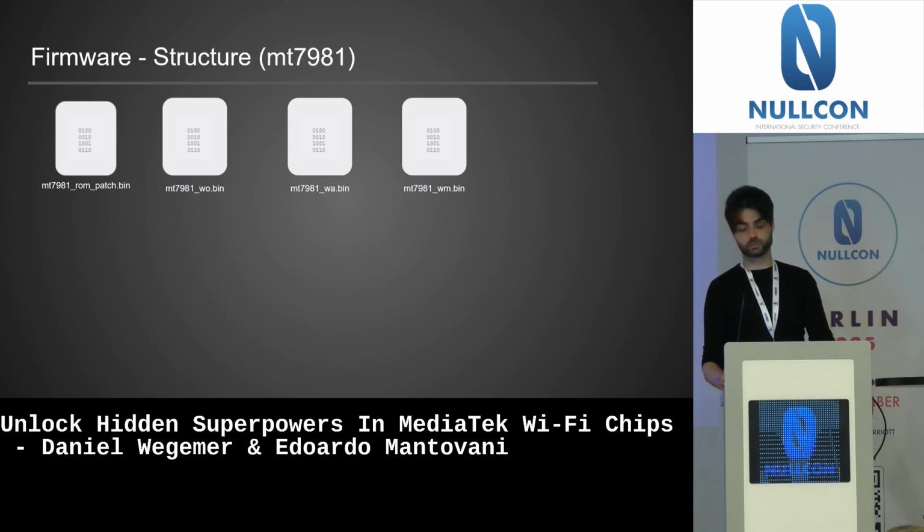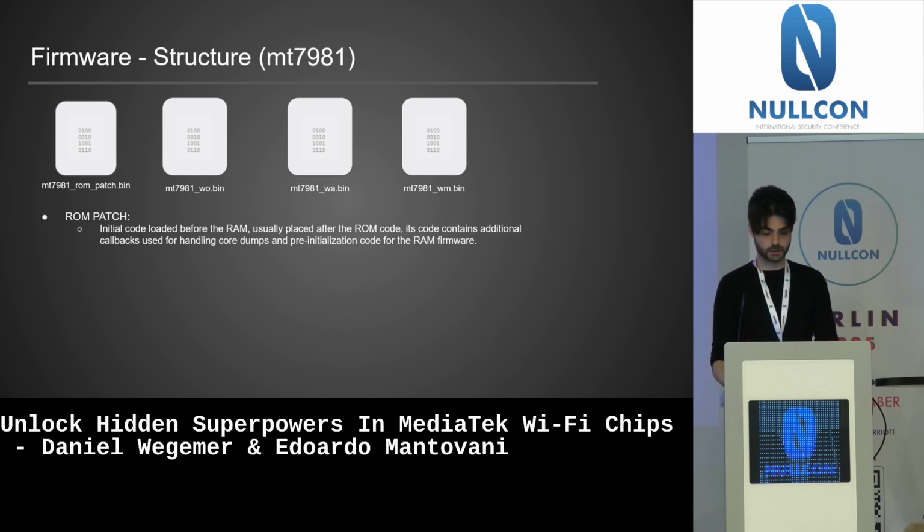And well, if we want to talk about the firmware we will be dealing with during this talk, we have essentially four firmware blobs. The first one is called the ROM patch, and this firmware is a pre-initialization code for the RAM, and is loaded at an early stage, and essentially is placed after the ROM code, and it contains additional callbacks, and it permits handling some features, for example the core dump or other pre-initialization code for preparing the RAM firmware loading.